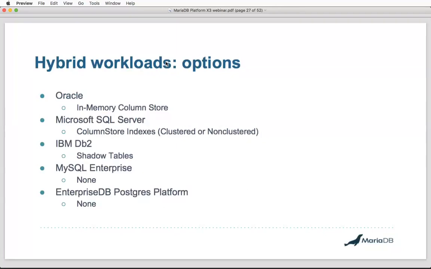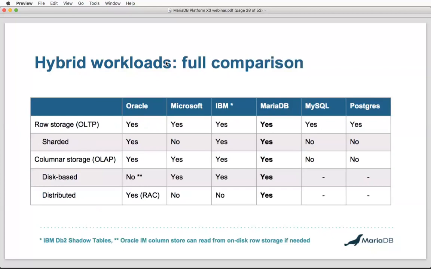So there are a few options for hybrid workloads. Certainly when we look at Oracle, Microsoft, and IBM, they all have columnar storage as well. You don't really see it in the MySQL or Postgres world as of yet. But if we start to look at some of the differences there, we all do row storage. Certainly Oracle, IBM, and MariaDB have built-in sharding, which will let us scale that out and scale our transactional workload. Microsoft, Oracle, IBM, MariaDB all have columnar storage, but there are some differences in how we approach that.